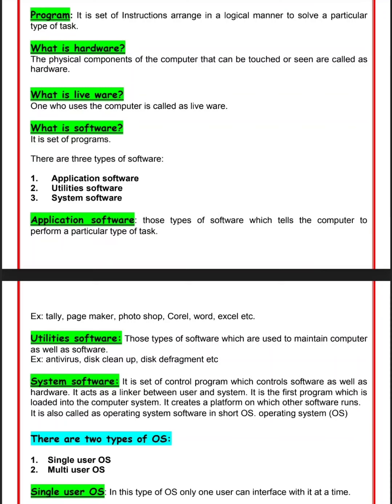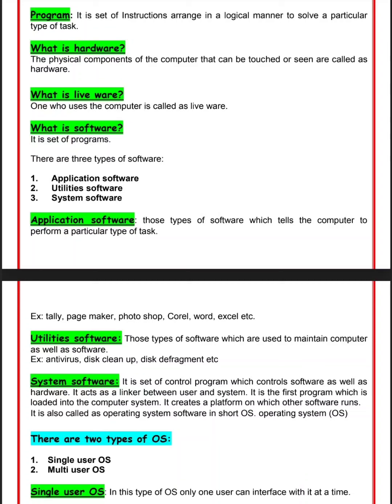Application software: those types of software which tell the computer to perform specific types of tasks. Example: Tally, PageMaker, Photoshop, Corel, Word, Excel, etc. Utility software: those types of software which are used to maintain the computer as well as software. Example: antivirus, disk cleanup, disk defragmenter, etc. System software: it is a set of control programs which controls software as well as hardware.